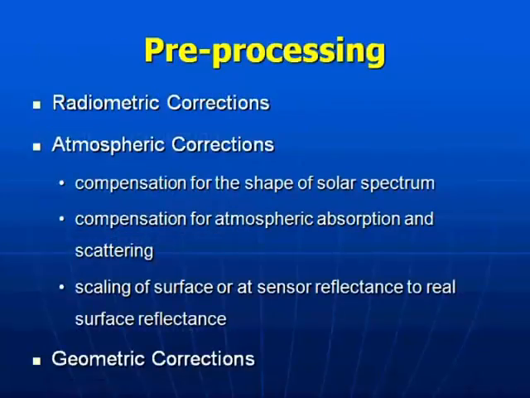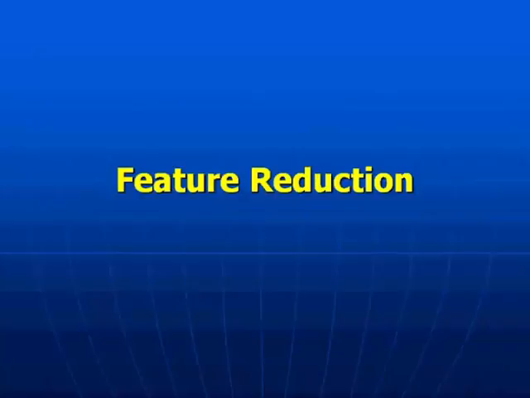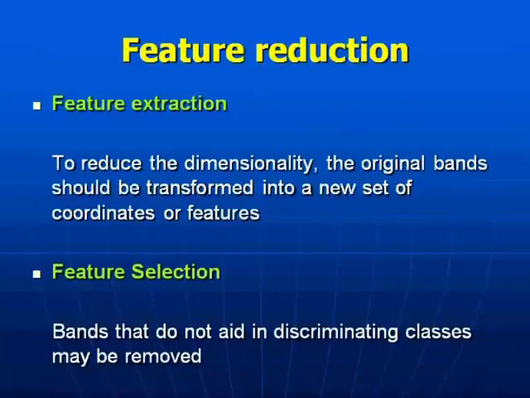Pre-processing, I am sure you have already studied in detail, radiometric corrections, atmospheric corrections, and geometric corrections, and I am assuming that the audience knows these pre-processing methods well from your previous lectures. Similarly, I have found that some lectures have already covered feature reduction. Just to give you a brief recap of what you would have studied earlier, feature reduction can be carried out using feature extraction. Basically, the aim is to reduce the dimensionality in such a way that the original bands are transformed into a new set of coordinates or features. That's what you do in principal component analysis.